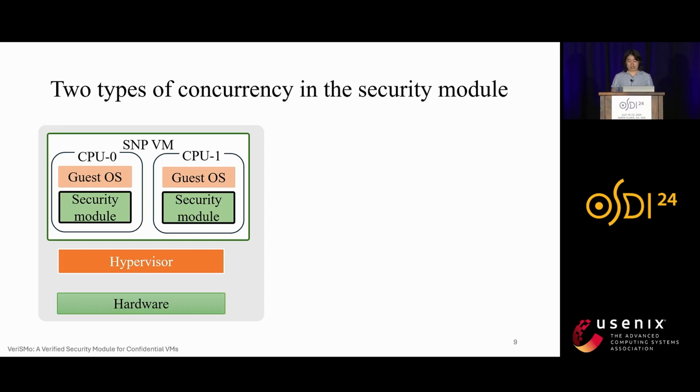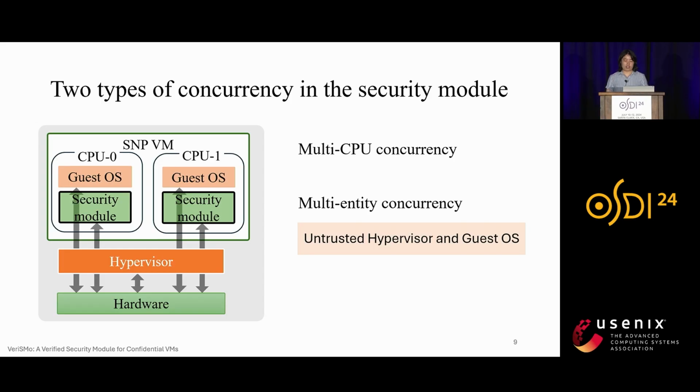To make it worse, the security module also has very complicated concurrency issues. First, VeriSMo, the security module, can run on multiple CPUs. That means we have to guarantee memory safety under concurrency. Second, we also have multiple entities that can concurrently access shared hardware resources. The concurrent access from the malicious guest OS and hypervisor, which are not verified and run in a different security domain, means that when considering memory safety, we have to consider potential combinations of the operations from the guest OS and hypervisor.